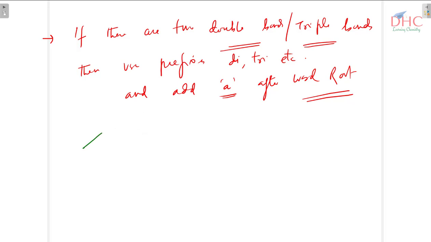So the first example is this. You have 2 double bonds in this system. So you can number from this side because this double bond gets the lowest number. 1, 2, 3, 4 and 5. There is no substituent attached to it at all. So there is no prefix. It directly goes to the word root. Word root is 5, so we have pent.